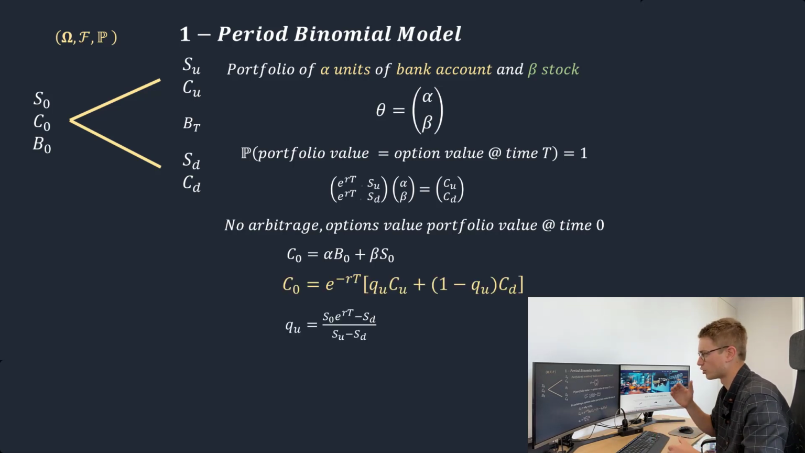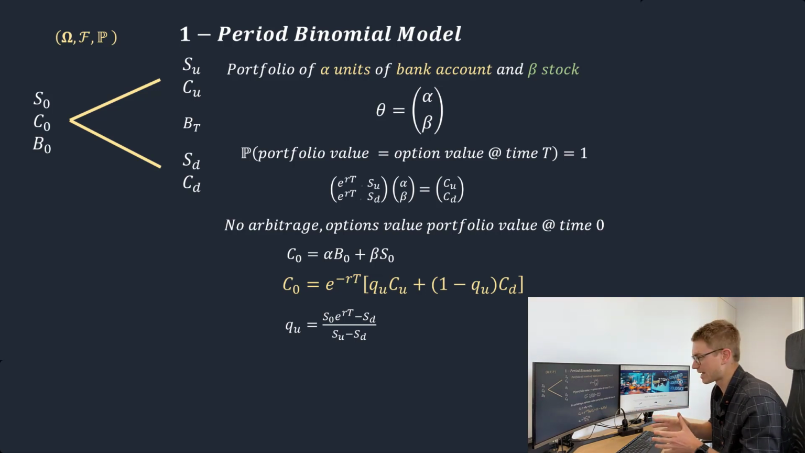So what you can do is solve those two linear equations and then substitute alpha and beta into the formula. You can rearrange it so you get this formula here in the yellow, which is really just looking like a discounted expectation. So we have QU there, which is representing the risk-neutral probability of it going up, and then QD, or 1 minus QU, is the risk-neutral probability of it going down. So we've got the discounted expectation of this binomial model.